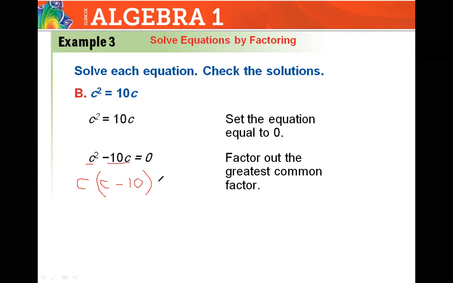After that, it's equal to 0. Hussein, C may be equal to 0 or the bracket may be equal to 0. So C equals 0, or C minus 10 equals 0. C equals 0 is my first answer. And C minus 10 is equal to 0.